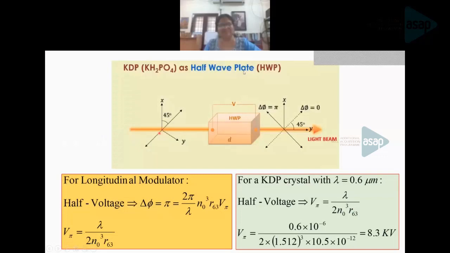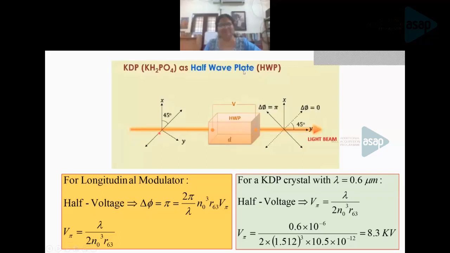Okay, so half wave plate we know is a phase difference of pi between the orthogonal components of electric field. So in the case of KDP, when it can be used as a half wave plate, just apply a voltage corresponding to a phase difference of pi.